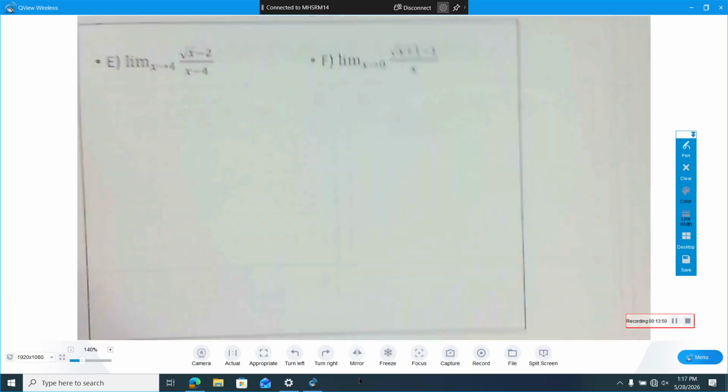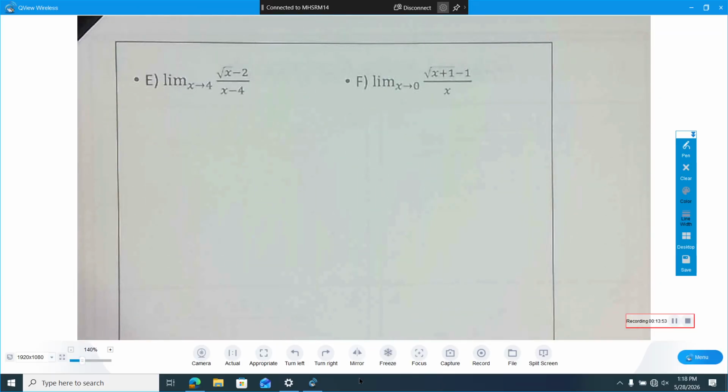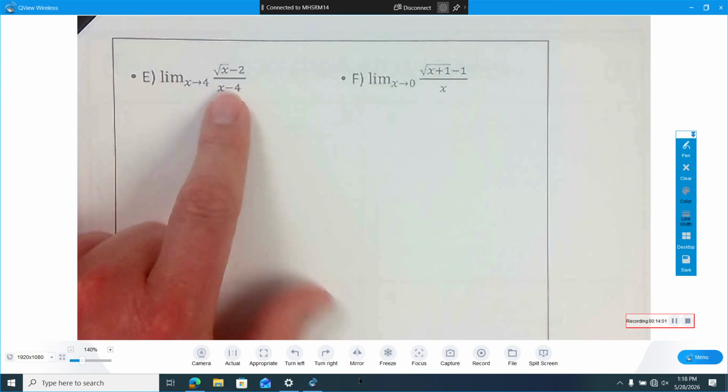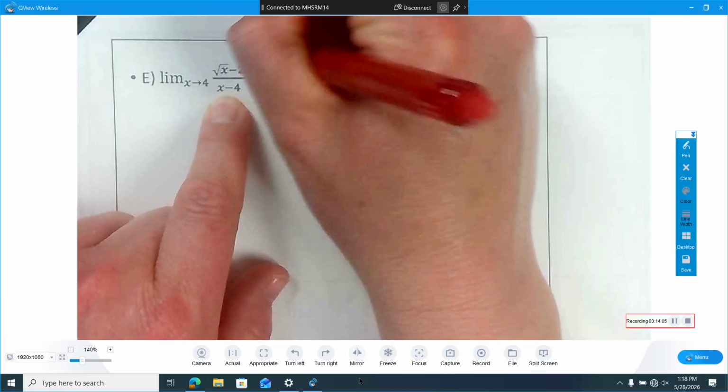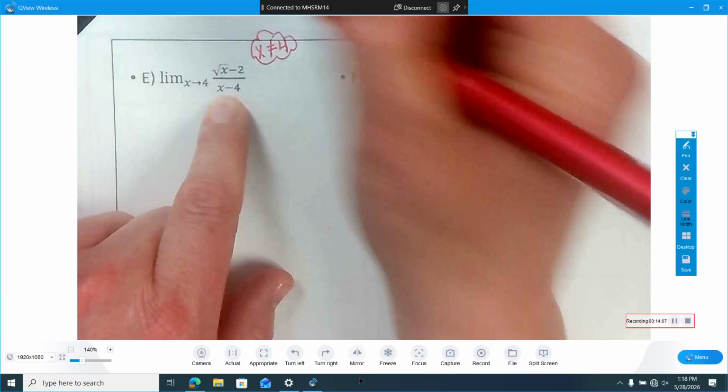So turn the page. All right, so these are the real algebra techniques that you come across. What do you notice about these functions? They've got square roots in them. You'll also notice rational fractions. What is x not allowed to be? X cannot be 4.